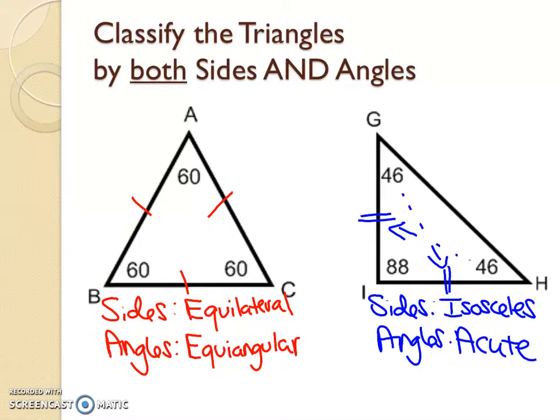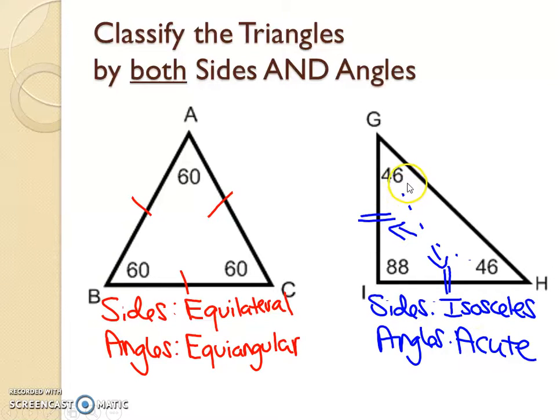Classify by both sides and angles. So here, when you have 60, 60, 60, we call that equiangular by angles. And then if you see this mark, can you make a mark on your paper? These three marks show that they are equilateral. So this triangle is equilateral and equiangular. Please make a mark here, two lines and two lines. That means isosceles by side.